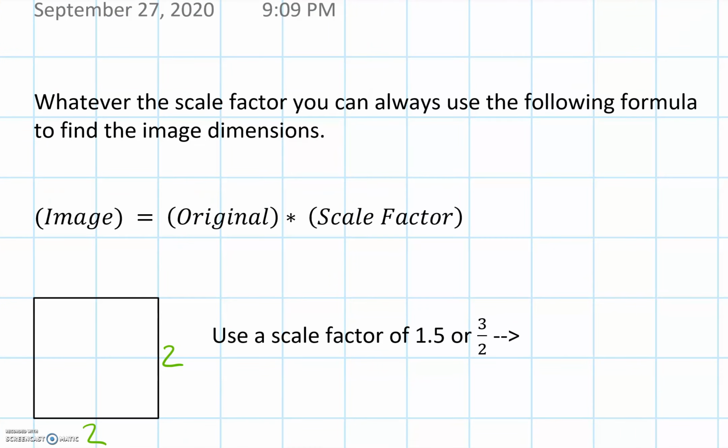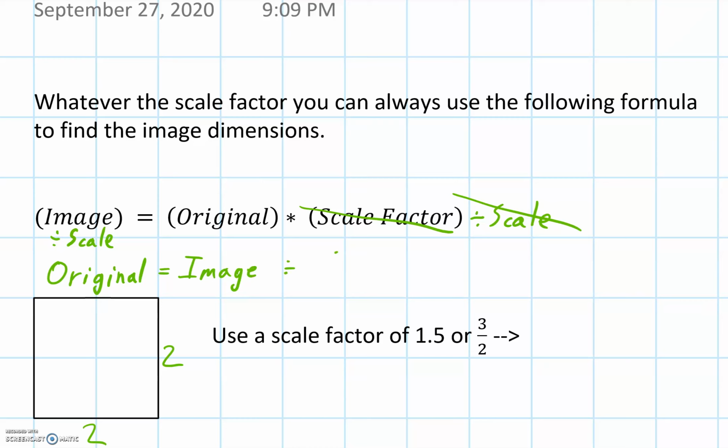The reverse is also true. So I want to just show this quickly. You can do opposite operators to move things around. So divided by scale on one side, divided by scale on the other side. Multiplying and dividing by the same thing cancel out. So we are left with original on one side of our equation equals image divided by the scale factor.